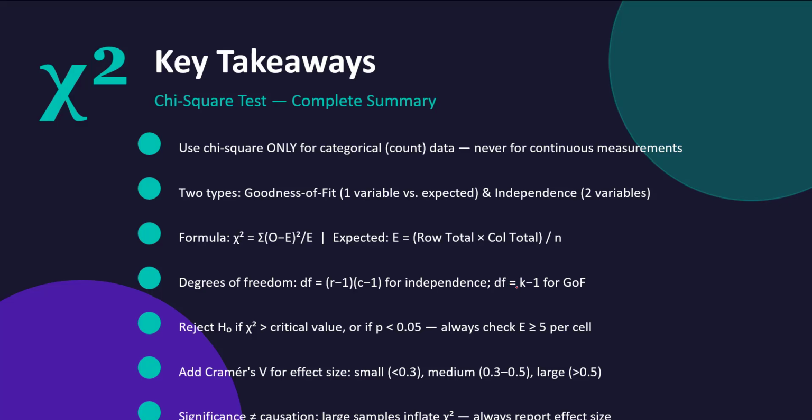Degrees of freedom for the goodness of fit test is the number of categories, since there's only one variable here, minus 1. Reject H0 if chi-square is greater than the critical value. Also, if the p-value is less than 0.05, reject H0. And we can also add Cramer's V for effect size, like different kinds of strength of the association. So again, significance is not equal to causation. Large samples inflate chi-square, so always report effect size. And that's pretty much everything in this chi-square test.